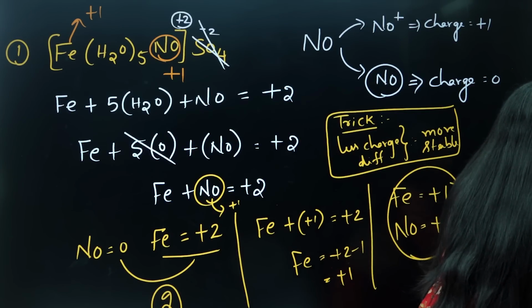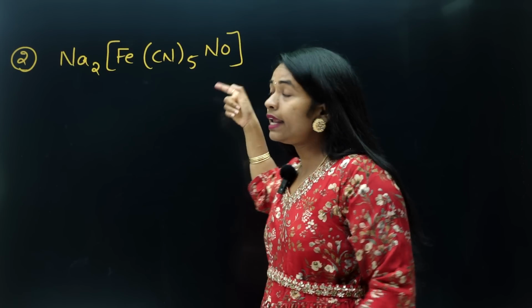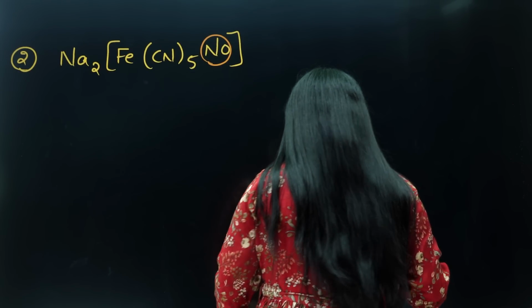Now let us see the next example. Na2[Fe(CN)5NO]. Again NO is there. So how to find it? Let us see this.